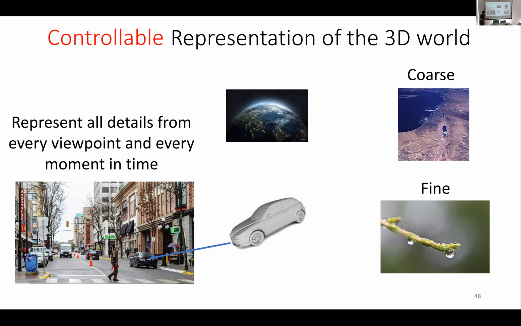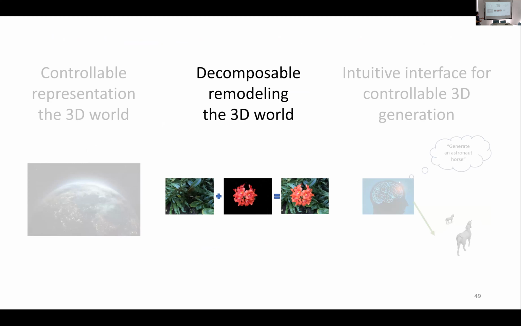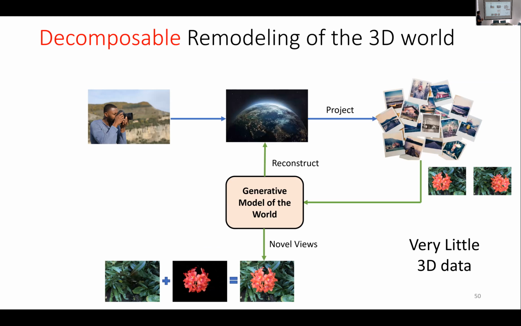Okay. So we talked about a controllable representation of the 3D world. Now I want to talk about the second challenge, that of decomposable remodeling of the 3D world. Just to remind you, we only have 2D projections as input in our datasets, and now we want to somehow remodel the 3D world that created those snapshots or observations. One way we can do it is by reconstructing it. Another way is by producing novel views. I'm going to concentrate on this problem of controllable, decomposable novel view generation.